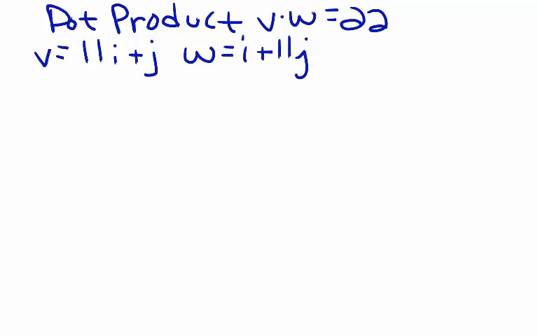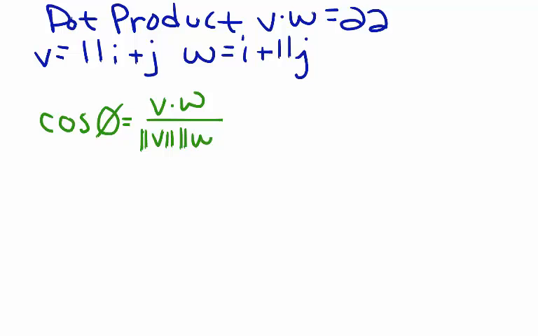Now, to find the angle between v and w, cosine of theta is equal to v times w, the dot product, divided by the magnitude of v times the magnitude of w. This is the formula that we need to use to find the angle between the vectors. So we already know that v times w is 22.